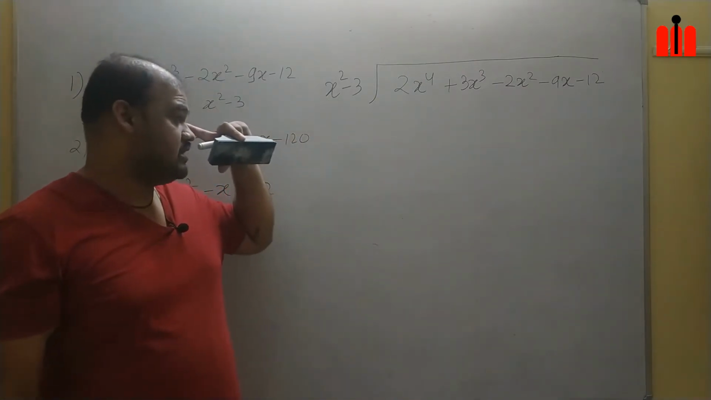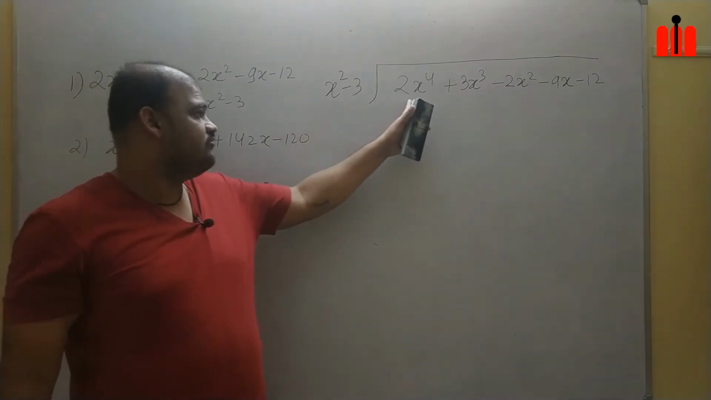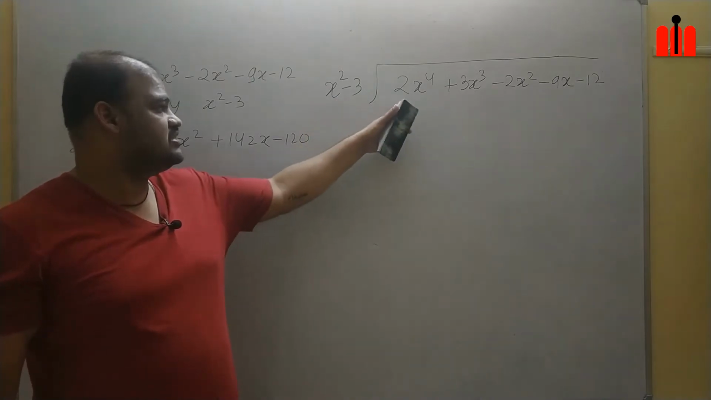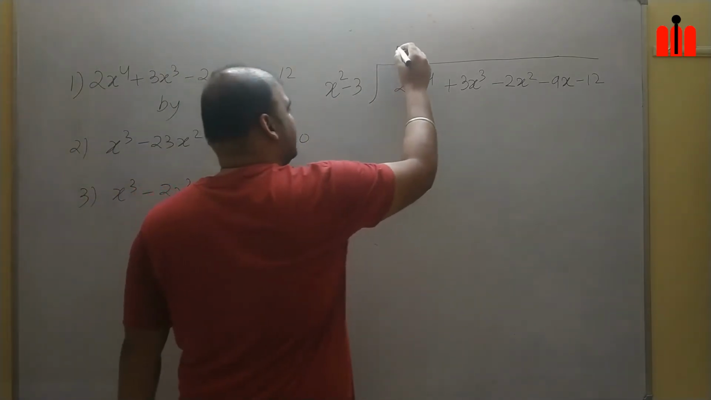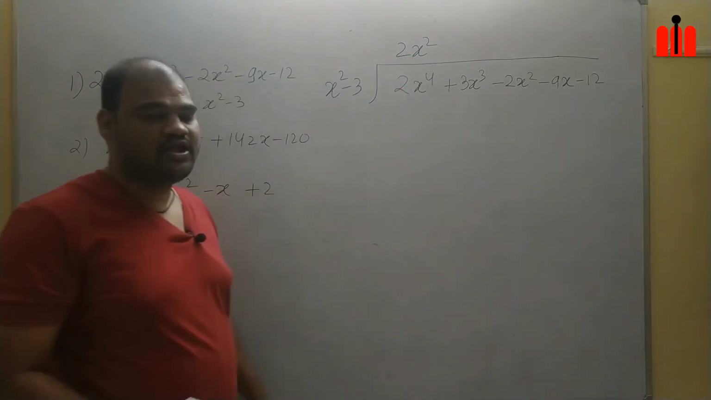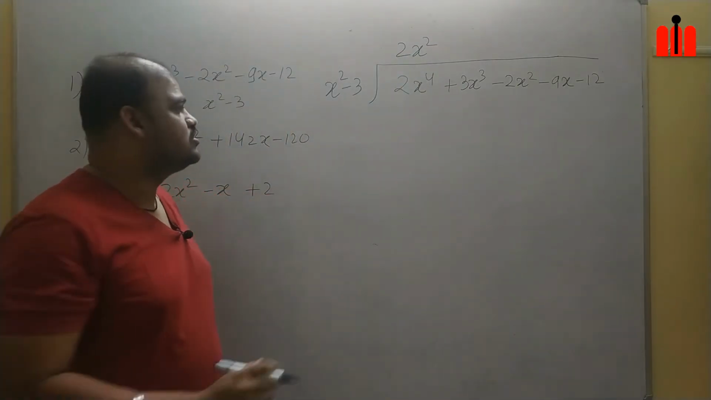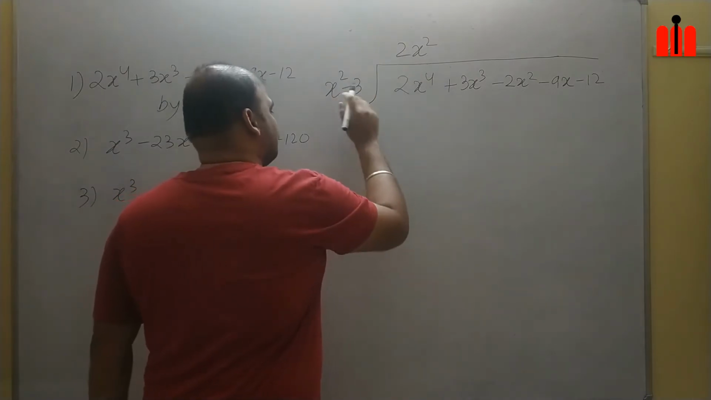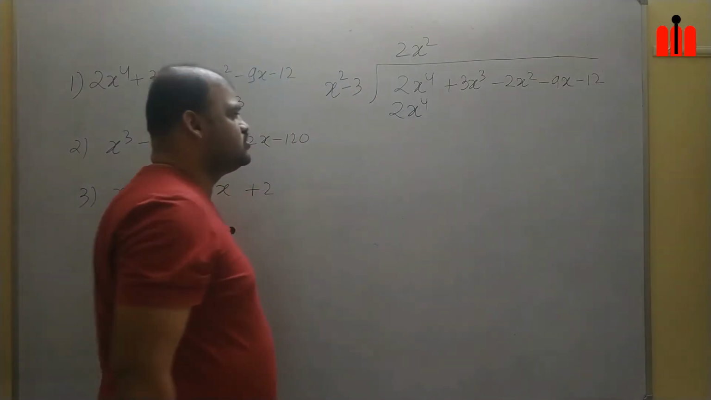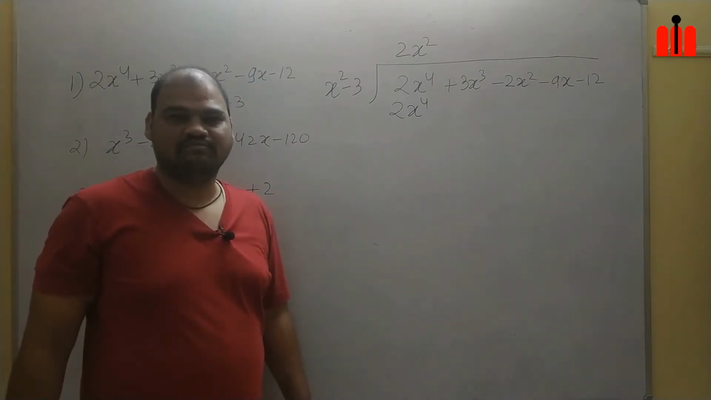So how will we match it? The x square, we have to match it with 2x to the power of 4. How to match these two? If we multiply 2x square with x square, we will get 2x to the power of 4. So the first term is matched.